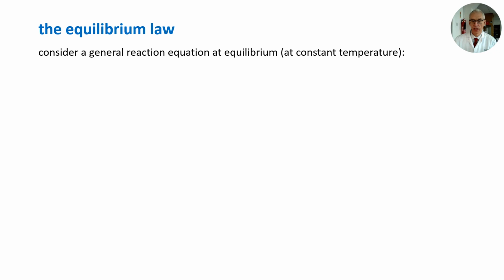If we consider a general reaction equation in terms of A, B, C and D, we'll see here that we have reactants capital A and capital B, with their balancing numbers or coefficients, small a and small b, to products capital C, capital D, balancing numbers small c, small d. So those are the four components at equilibrium, at constant temperature.